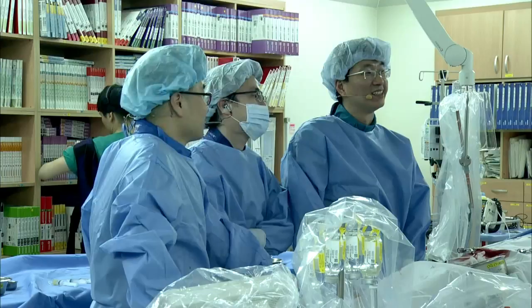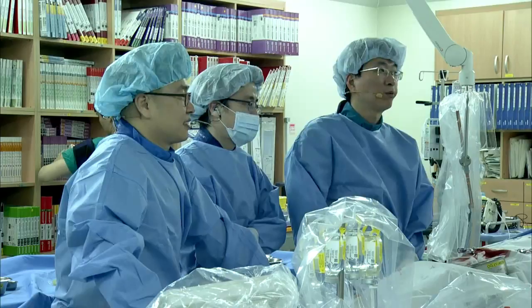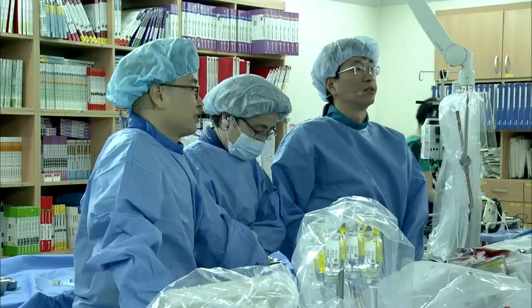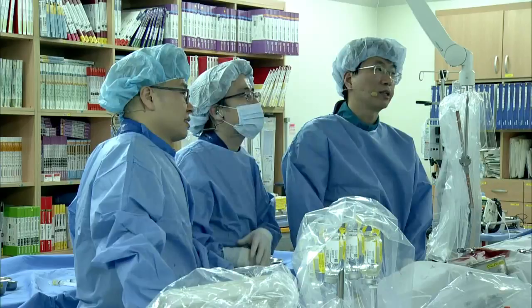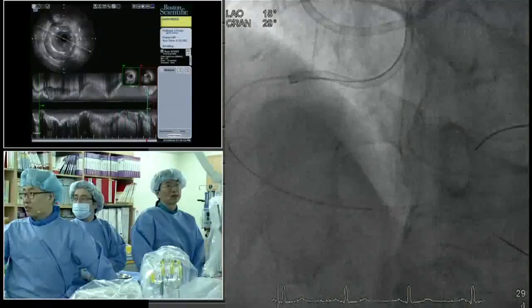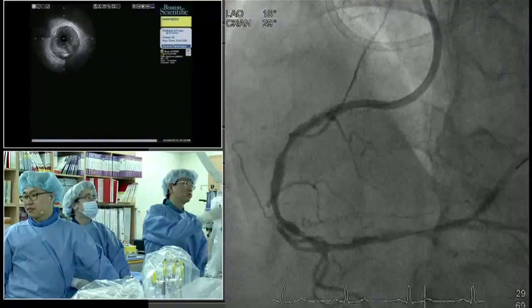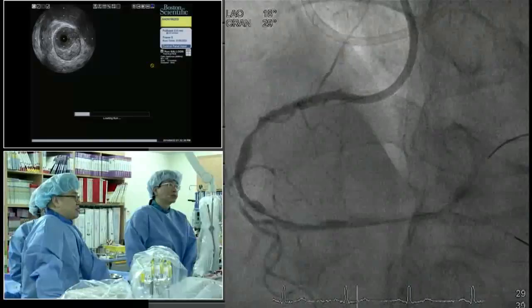We already pre-dilated with a 2.5 balloon. This is the 2.5 balloon. Okay, that's okay. We do IVUS after the balloon angioplasty. So could you return the pre-intervention angiography? You can see the diffuse disease from the distal bifurcation. It is diffusely diseased. Yeah, I don't want a metal jacket.